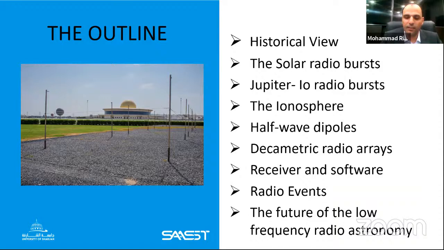concepts. After that, I will talk about the decametric radio array in SAASST, what we have and what you can see here. This is one of the SAASST arrays. And I will show you some of our events and observations, according to our teamwork during the past 2 years, and the future of low frequency radio astronomy. The decametric radio astronomy is a part of low frequency radio astronomy.